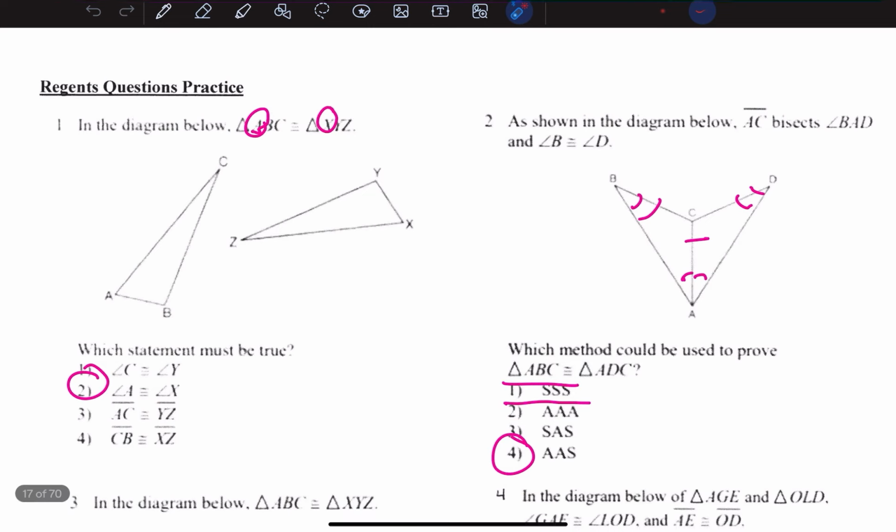Number 2, A is the first, X is the first. So right off the bat, I know angle X and angle A have to be congruent because they are corresponding in congruent triangles.